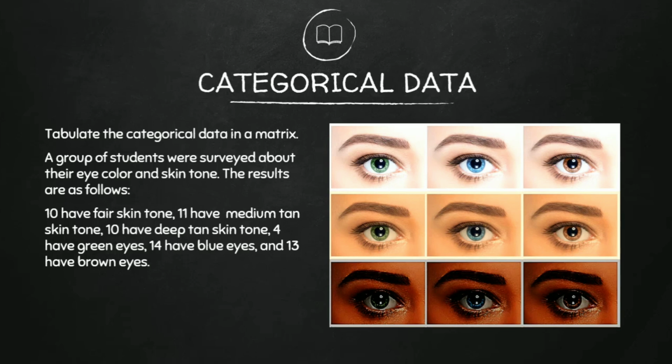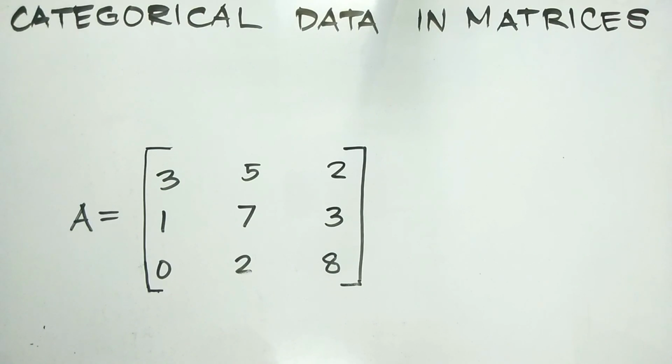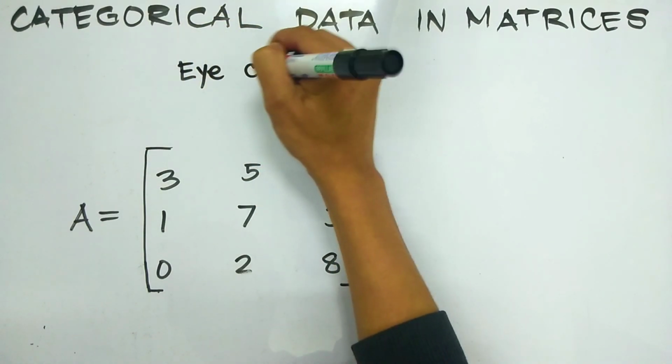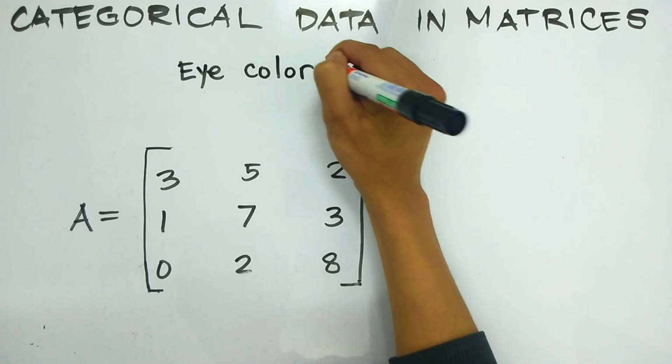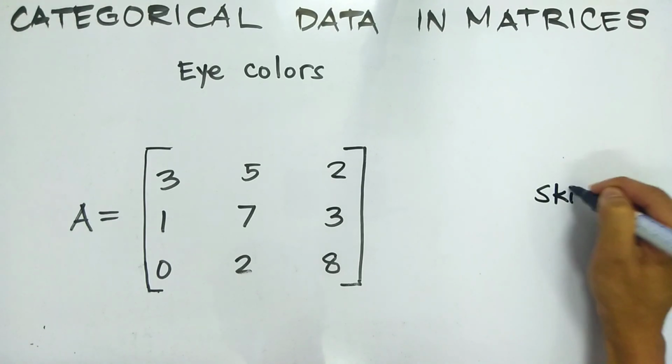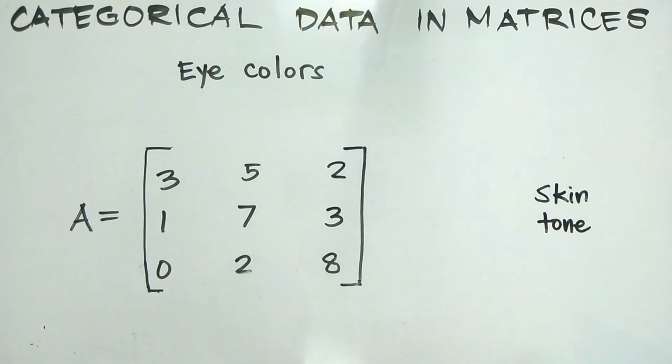So each of the students have a combination of a skin tone and an eye color. And it is expressed using the matrix A shown below. So we have here matrix A from our example. Take note that the columns represent the eye colors of the students that we surveyed. And each of the rows represents the skin tones. So each of the students will have only one eye color and only one skin tone.